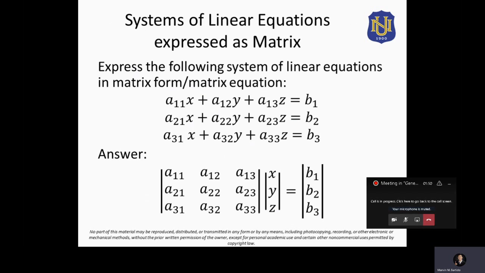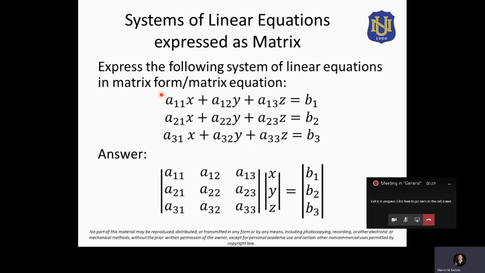So we can express the following system of linear equations in matrix form or matrix equation. Let's say this is our system of linear equations. We have three equations here, and all of these equations are linear, in x, y, z. The a11, a12 are the coefficients of our system, and b1, b2, b3 are the constants of our equations.